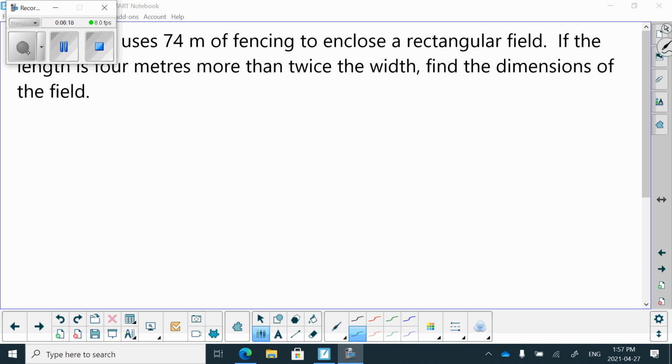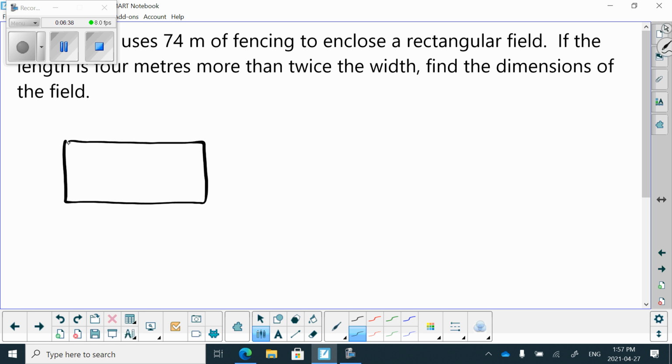Where should we start? Draw a picture. Of what? A rectangle. Yeah, here we go. If you want to draw a sketchy sketch, great. You have a tool that draws rectangles, even better. So mine's a very sketchy sketch. Okay.